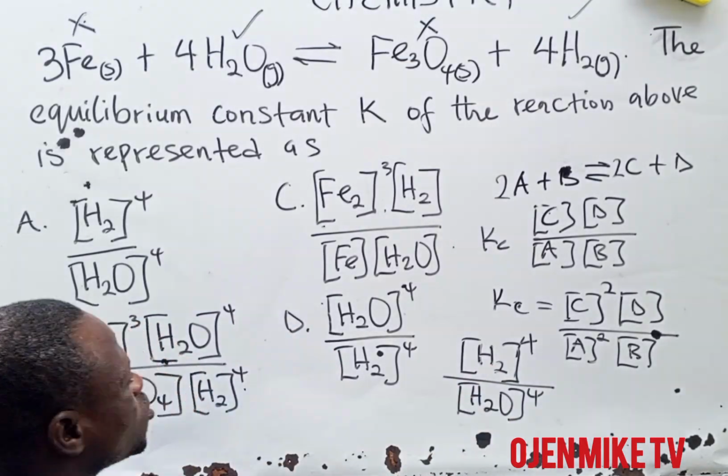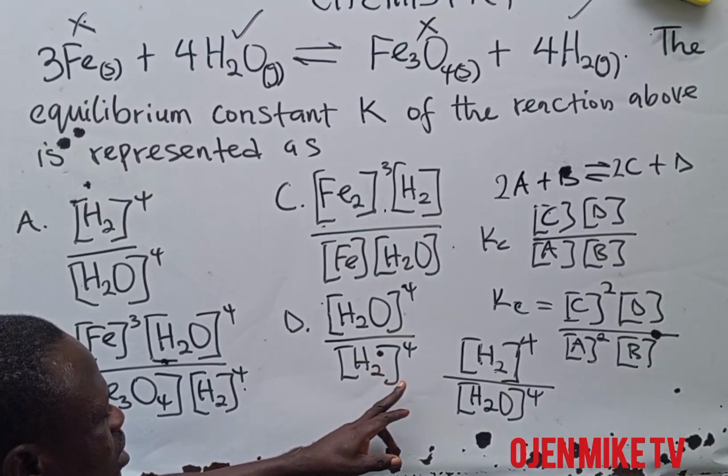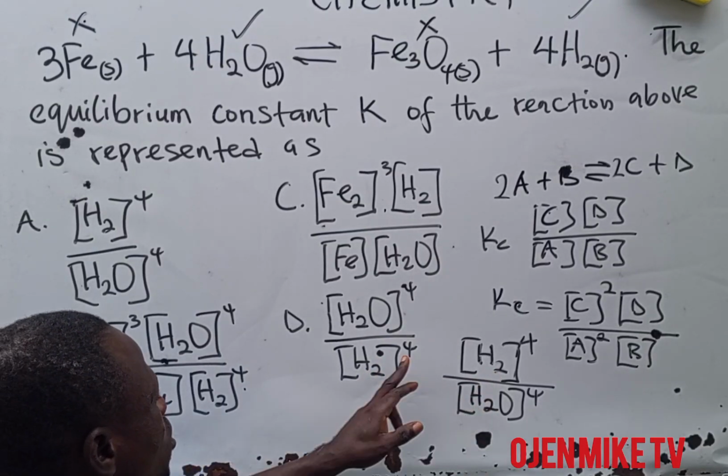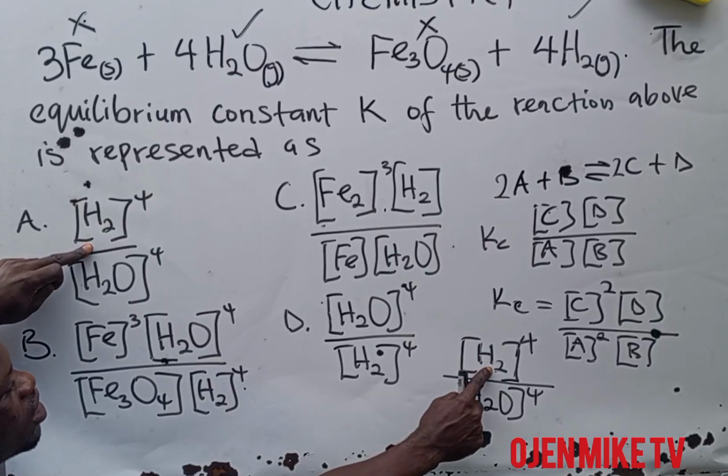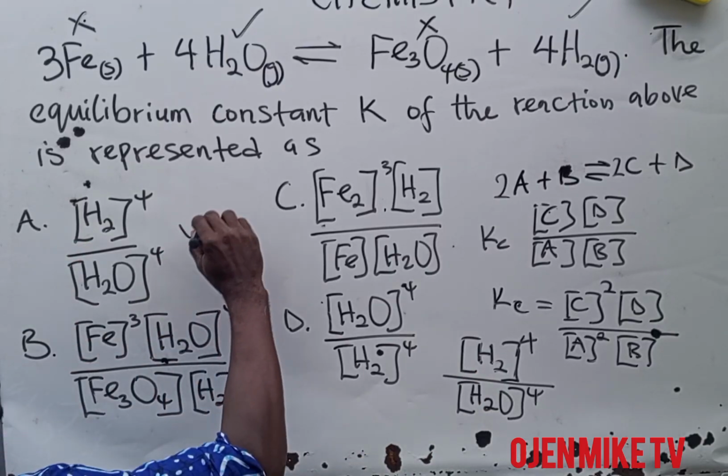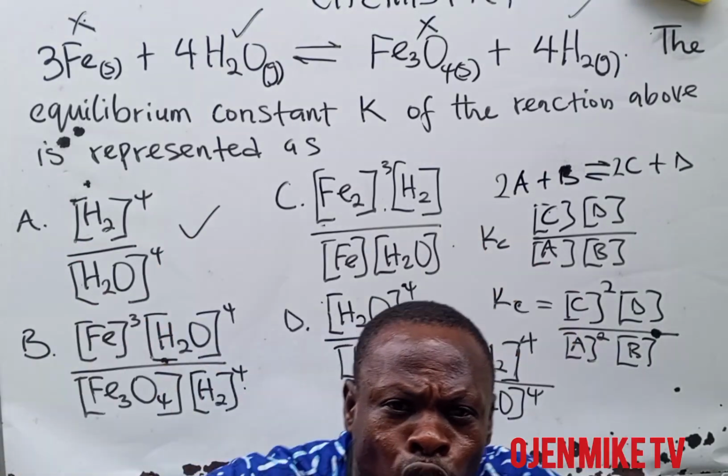Do you get that? So let's go to the option that has that one. Look at H2, this one is wrong. Let's look at this one. Have you seen? So our correct option is Option E.